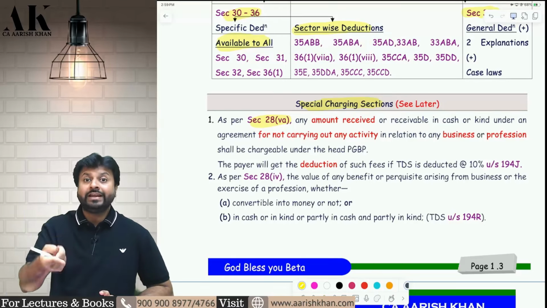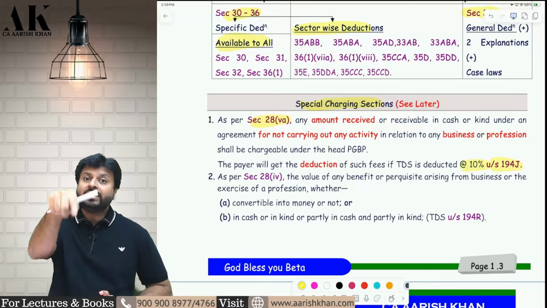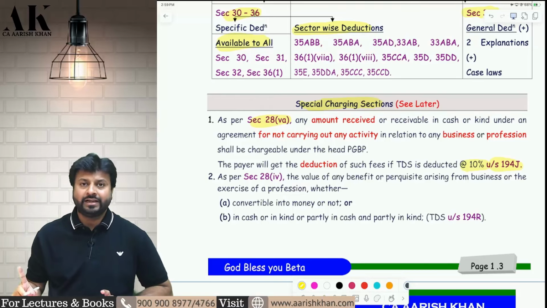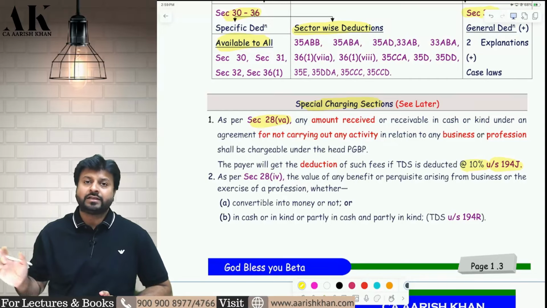And the person who is giving it has to deduct TDS under 194J at the rate of 10% if the recipient is a resident. If the recipient is a non-resident, then deduct TDS under section 195.